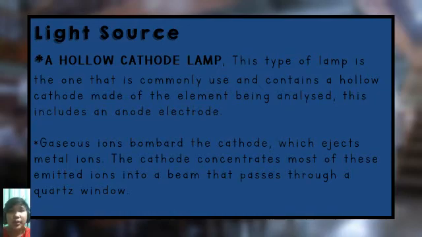Light source: a hollow cathode lamp. This type of lamp is commonly used and contains a hollow cathode made of the element being analyzed. This includes an anode electrode. Gaseous ions bombard the cathode, which ejects metal ions. The cathode concentrates most of these emitted ions into a beam that passes through a quartz window.